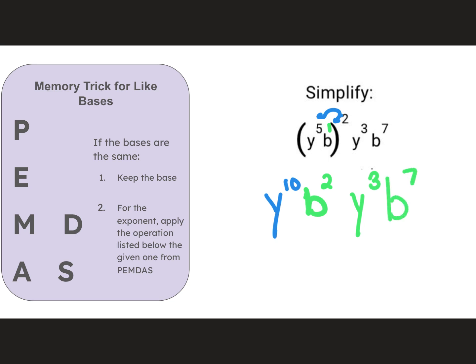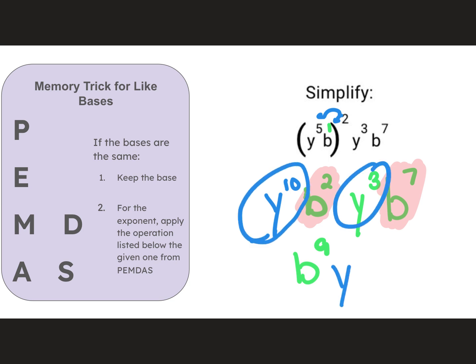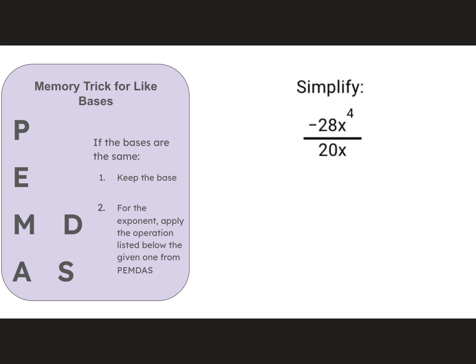Now I look for my like bases. When I do this, I always go alphabetical order. It's best practice. Not wrong if you do it the other way, but best if you do the b's first. Now these are held by multiplication. So what am I going to do? I'm going to add the exponents. So that will be b to the 9th. Then I go to the y's. So I have a y to the 10th times y to the 3rd will be y to the 13th.